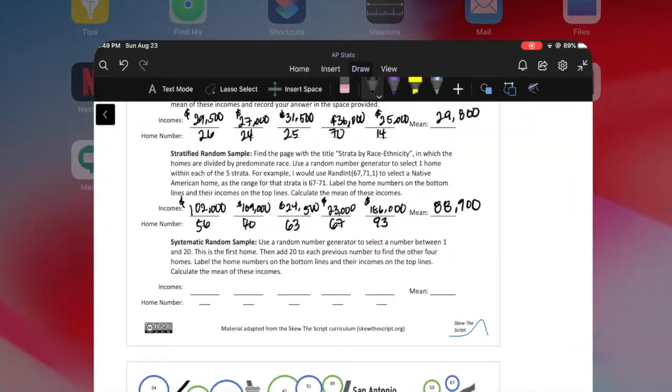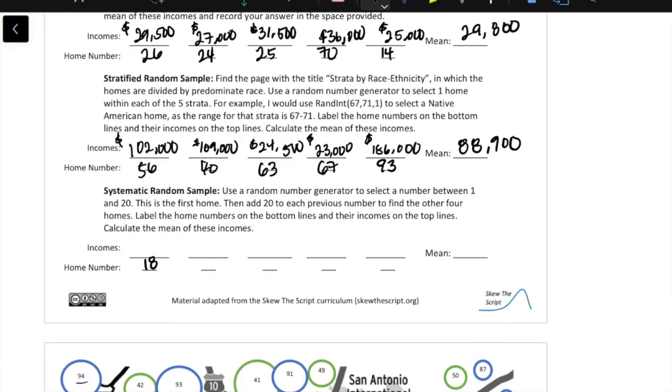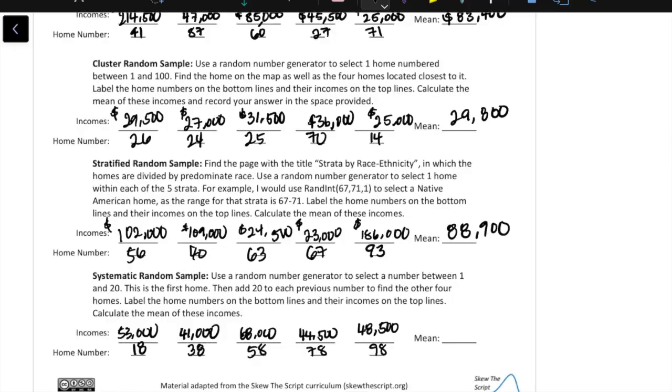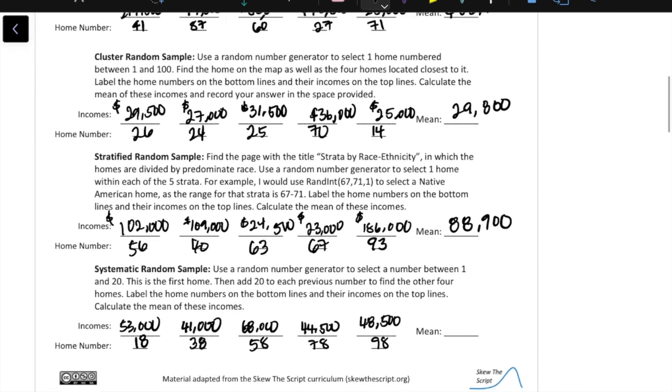So my first number is 18, and I'm using a system of picking every 20th. So this is going to be 38, 58, 78, and 98. And I'm going to go ahead and write in those incomes right now. So here are the incomes for the 5 houses. Let's find the mean now. I'm going to add these numbers up and divide by 5 to get the mean. So I get a mean of 51,000.